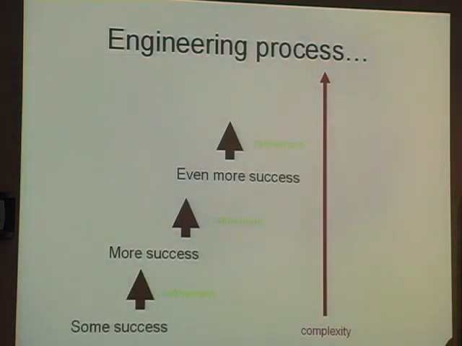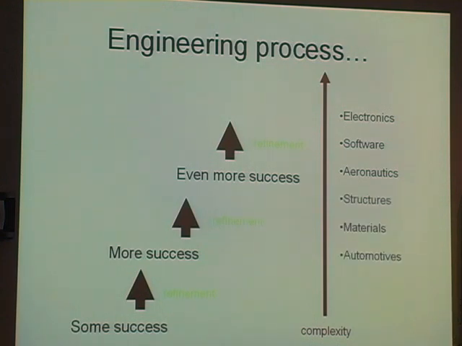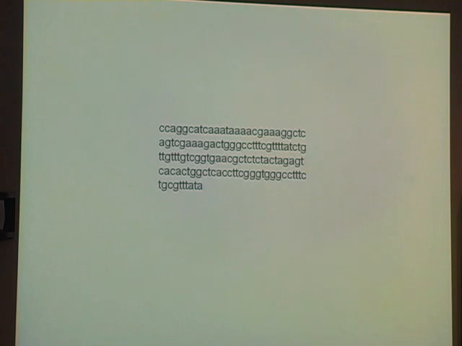So the engineering process is basically, have some success, refine it, continue to refine it so you have more success, and so on and so on. And the complexity tends to increase. And when you build something, you want it to do what you've designed it to do. It's stopping the evolutionary process in some ways at certain points. It's applied to electronics, of course, software, aeronautics, structures, materials, automotives, but not to biological engineering. So these guys started engineering biology.